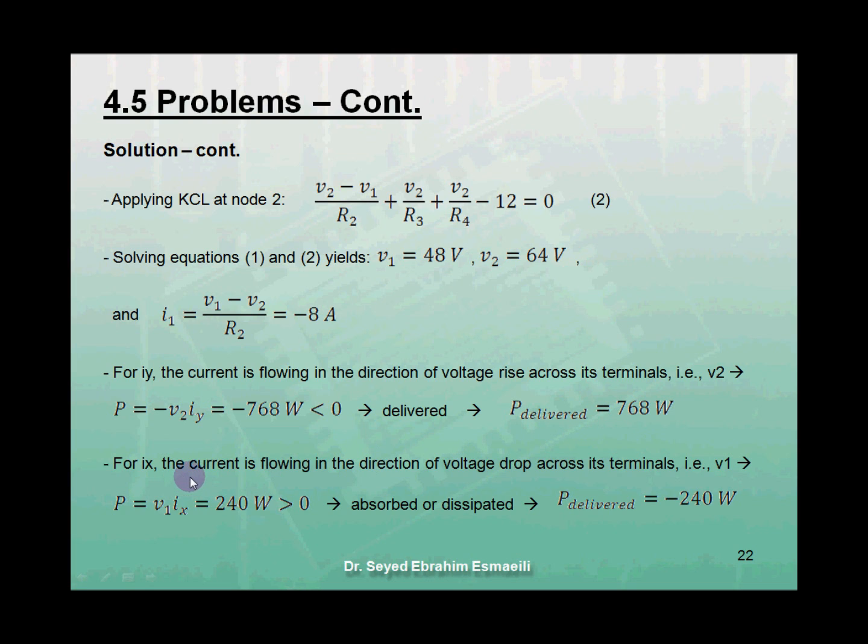For Ix, the current is flowing in the direction of the voltage drop across the terminals, from which the power equation is written as P equals V1 times Ix equals 240 watts. Since the power is positive, it means that it's being absorbed, or dissipated, from which the delivered power equals minus 240 watts.